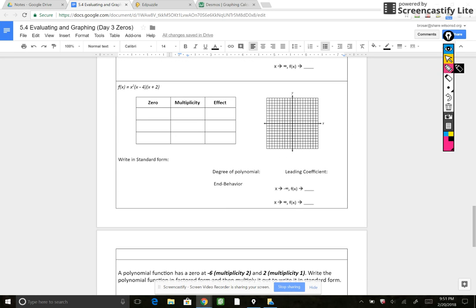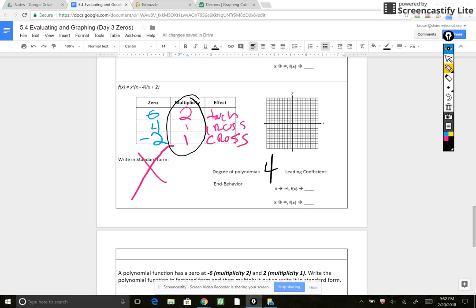All right, last one. My zeros are 0, 4, and -2. 0 has a power of 2. 4 has a power of 1, and -2 has a power of 1. So evens, they touch, and then odds, they cross. We're not writing in standard form. So the degree is 4. My leading coefficient is positive. So that means I'm going up and up.